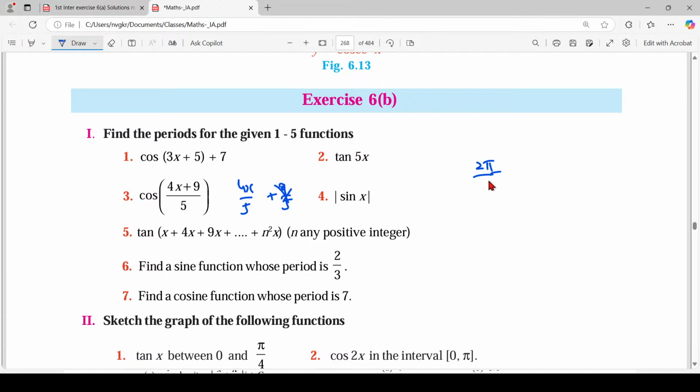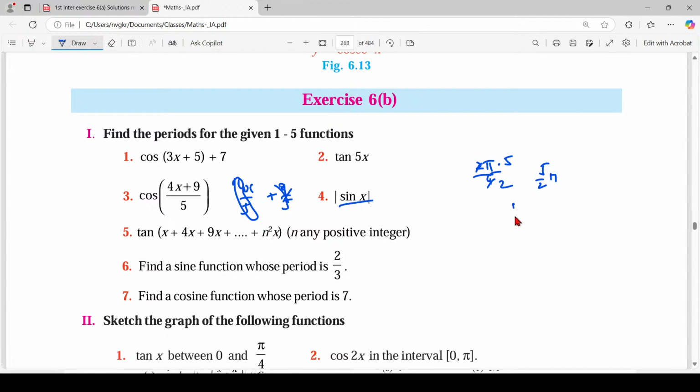So 2 pi by 4, no, why 4? This one, this entire thing. 2 pi by 4 by 5. Right? So what is this? 5 by 2? Pi by 2, 5. 5 by 2 pi. Okay. What about this one?